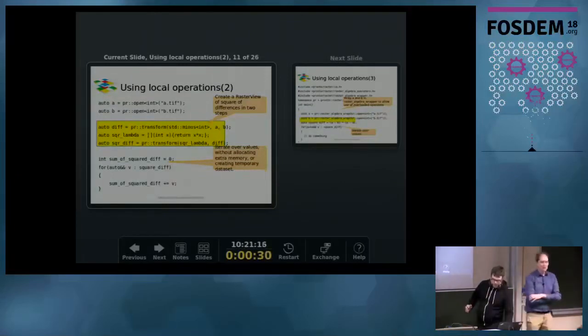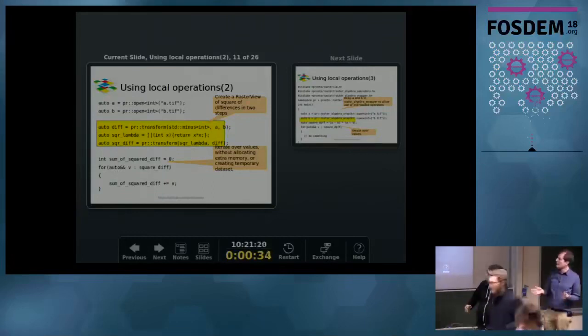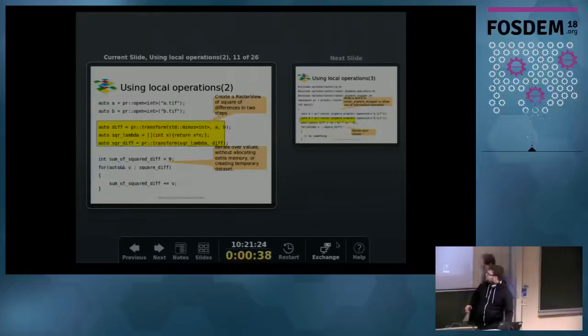So what this example shows is that you can combine two transforms. Yeah. So I had the first transform that does the minus.